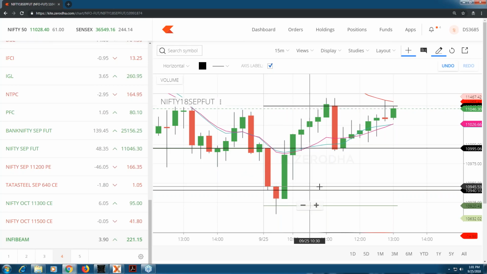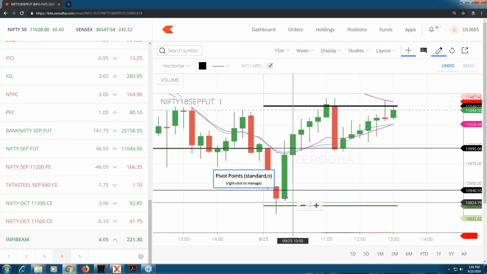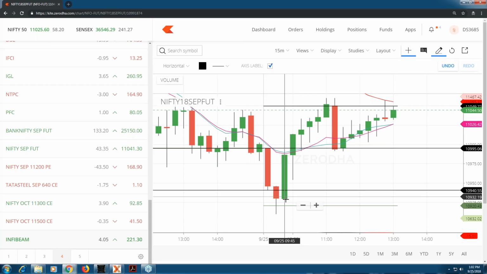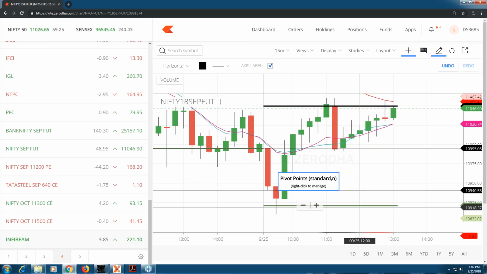But where do we enter? Now, the question comes: people who are very, very skillful could have entered right here. Looking at this price rejection, they could have entered somewhere here, or maybe the moment this bottom was pierced, one could have entered. But I also believe that some of you are absolutely new to the market.